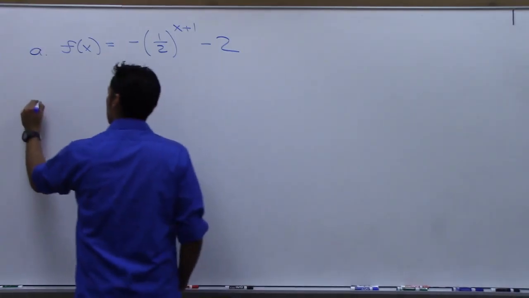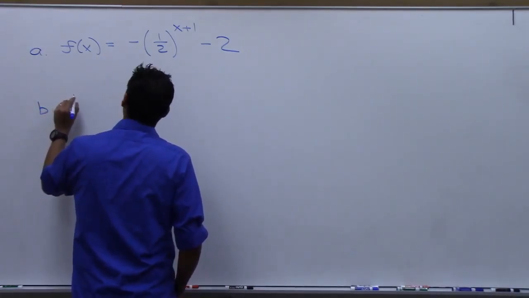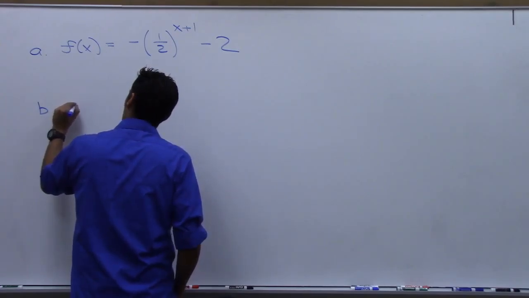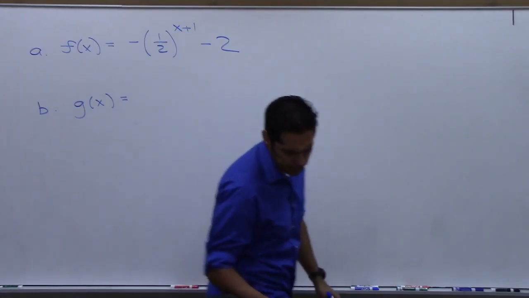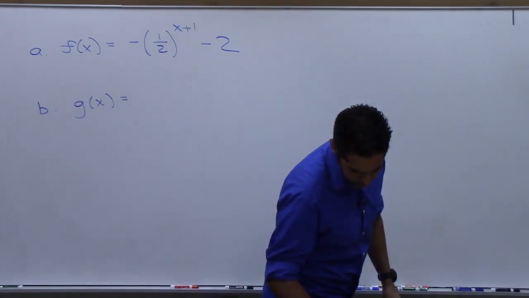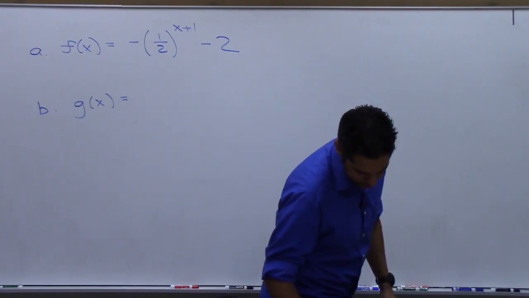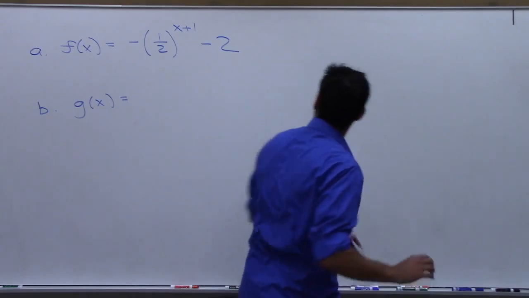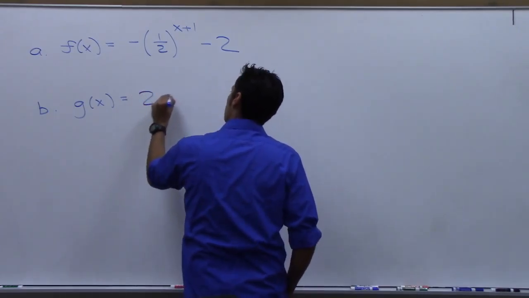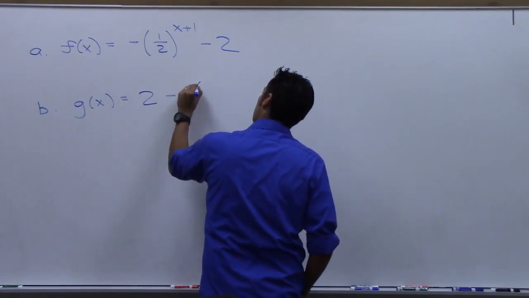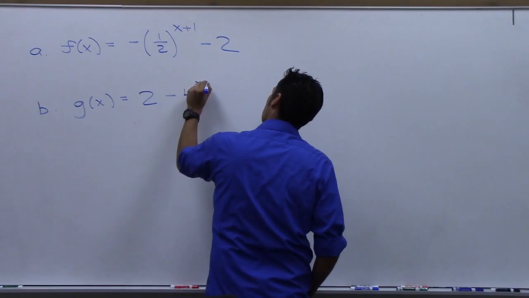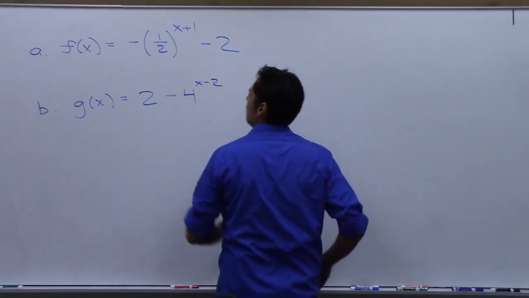And B, I'll do g of x is two minus 4 to the x minus 2.